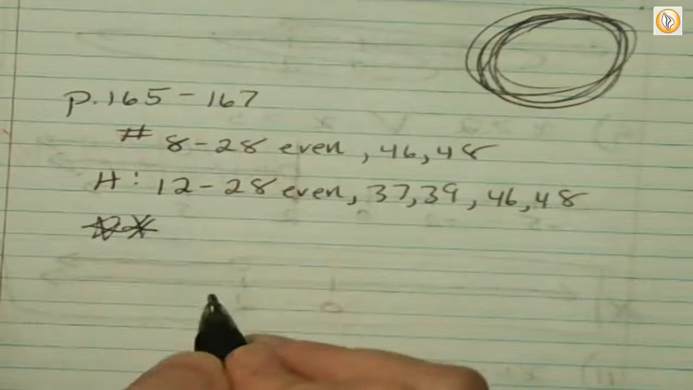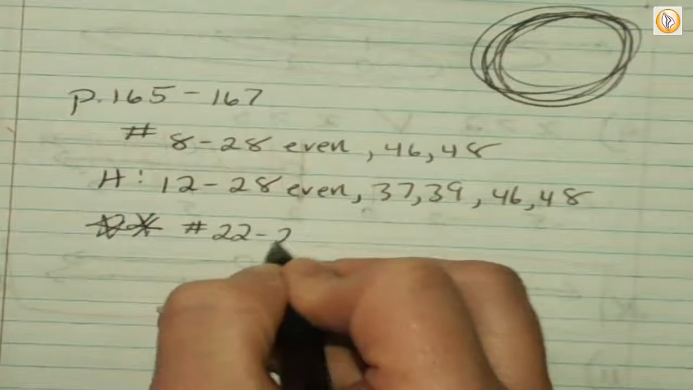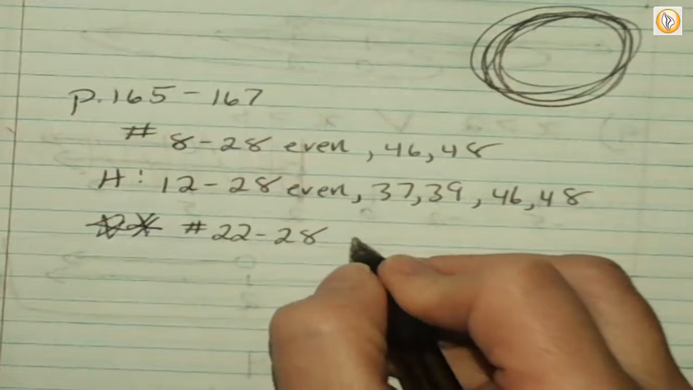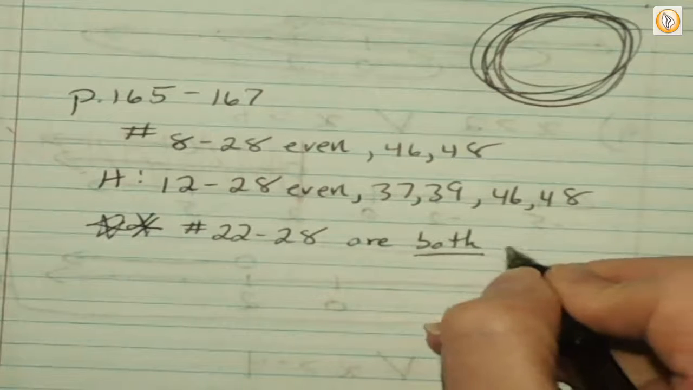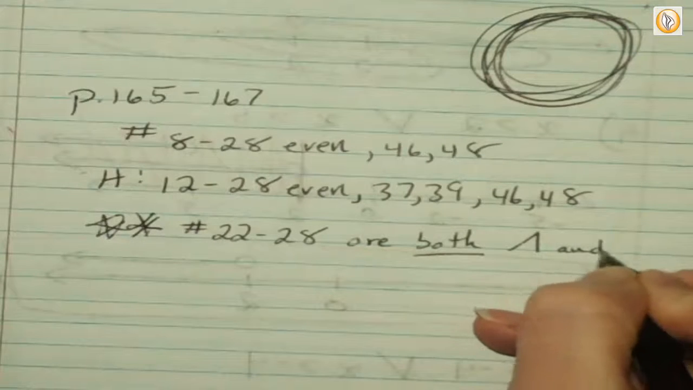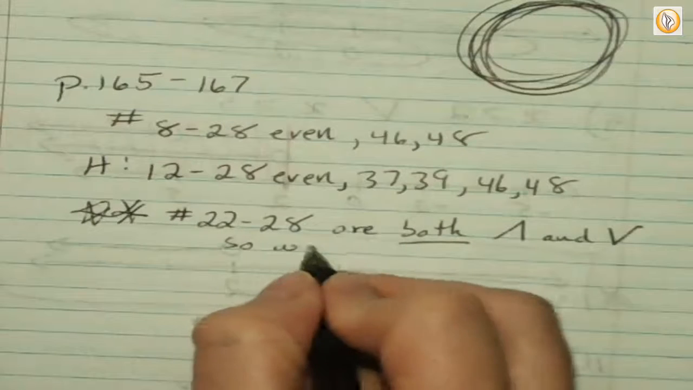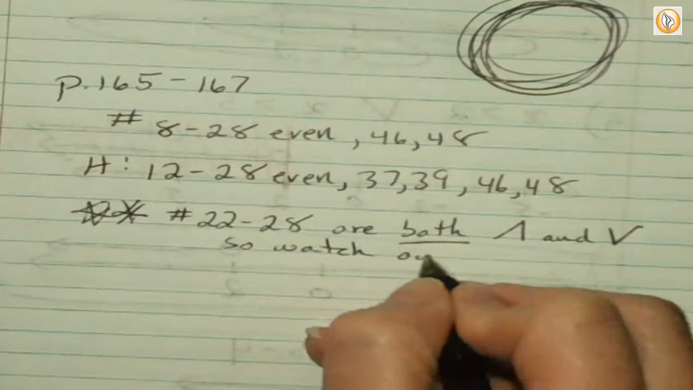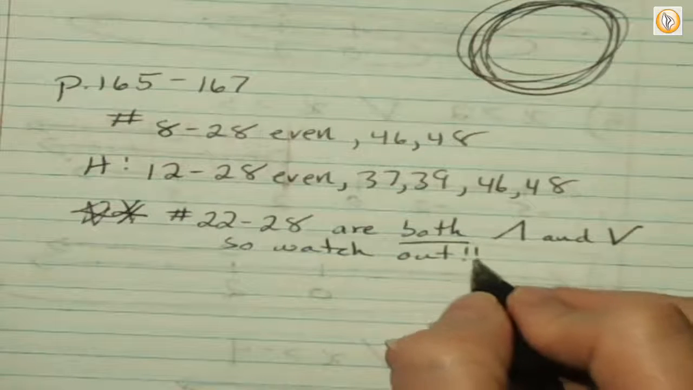Guys, here's 2 stars. Look what I'm writing. For numbers 22 to 28, they are both this and this. So watch out. They're going to mix them up in there. This is Chap's worst nightmare, what he said.